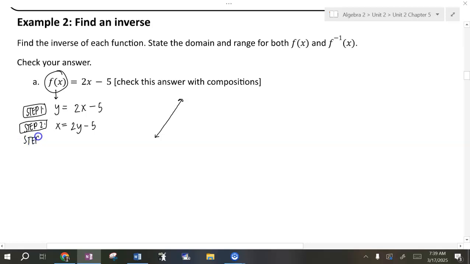Step 3 is to solve this new equation for y. In other words, get the y by itself. So first, add the 5 over to the other side. And next, divide everything in here by 2. So let's write it as a nice function in the correct form.